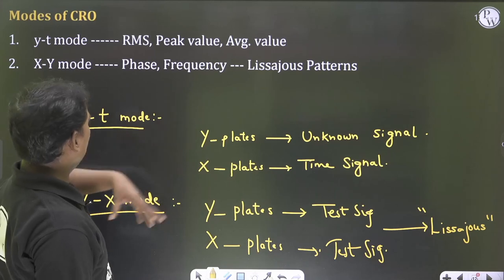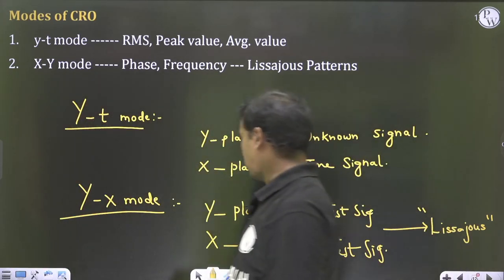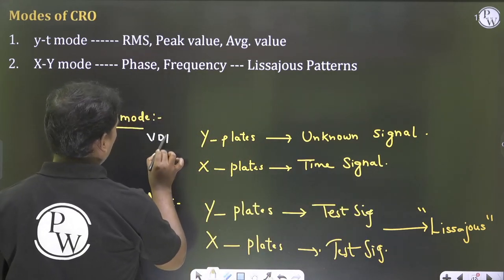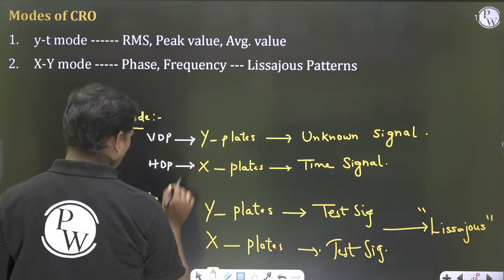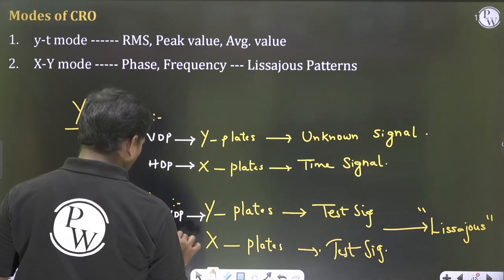So first mode, YT mode. Try to understand the terms. Y plates means vertical deflection plates, and X plates means horizontal deflection plates. In short, this is a vertical deflection plate and this is a horizontal deflection plate.